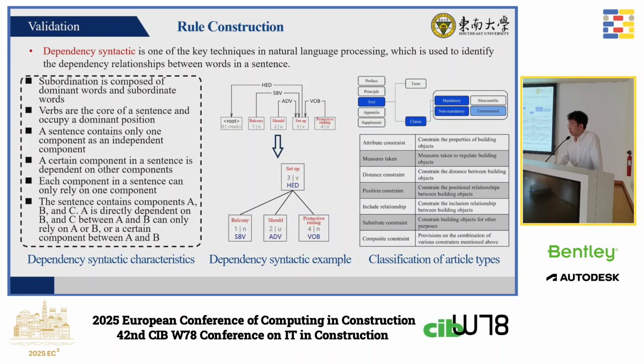And this is an example of our rule construction. Dependency syntax is one of the key technologies in NLP, which is used to identify the dependency relationships between words in a sentence. This is an example: balcony should set up protective railing. So it was converted to this format. We designed seven tags. As you like, you can design more tags, and in future research, we can design more tags to make it richer.